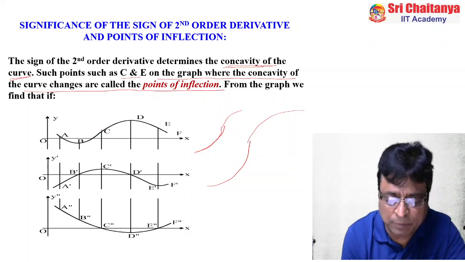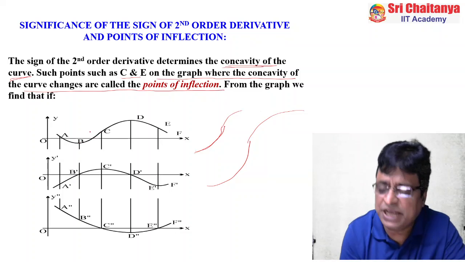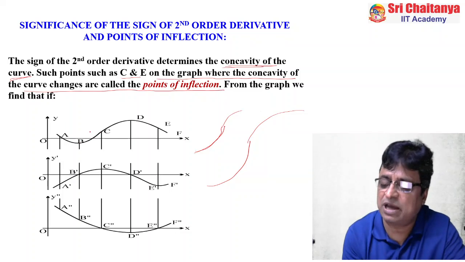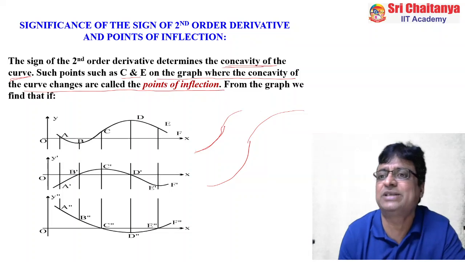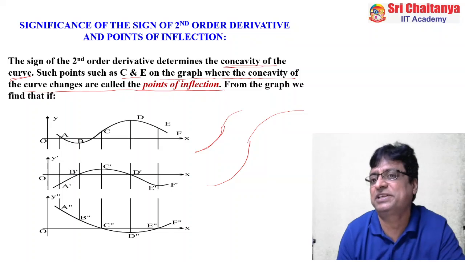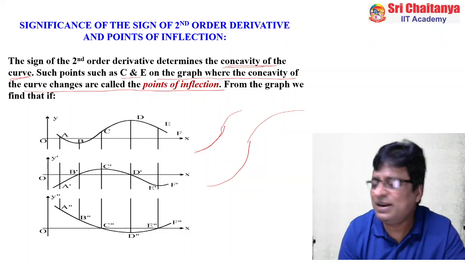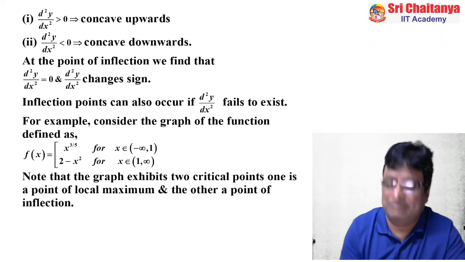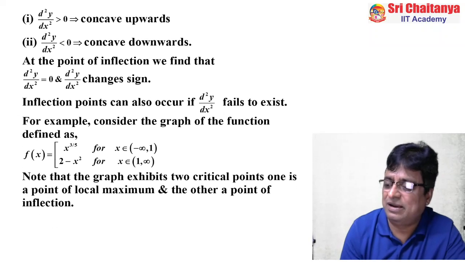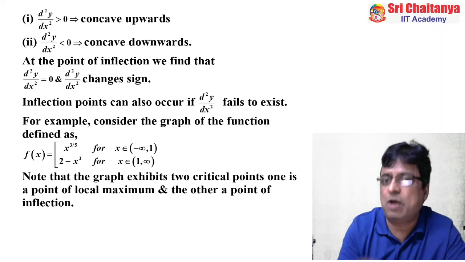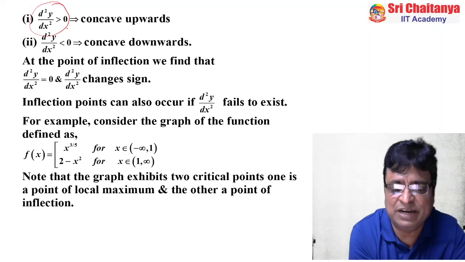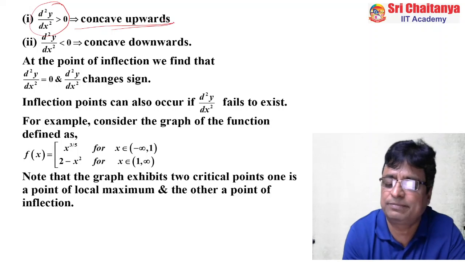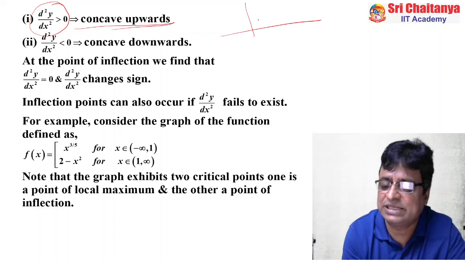So if the curve changes its nature, meaning concave down to up or up to down, then those particular points are called what? Points of inflection. Geometrically it is very easy, but practically, on paper, how can we solve? Whenever the second derivative is greater than 0, it is concave up. That means the curve is like this, concave up.